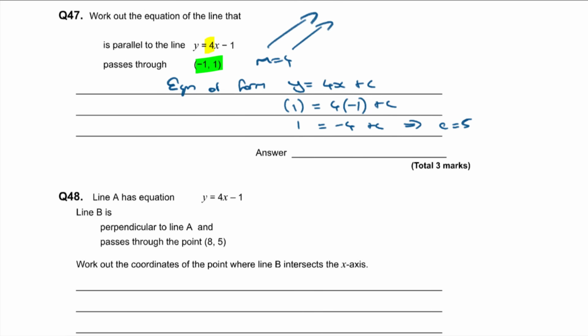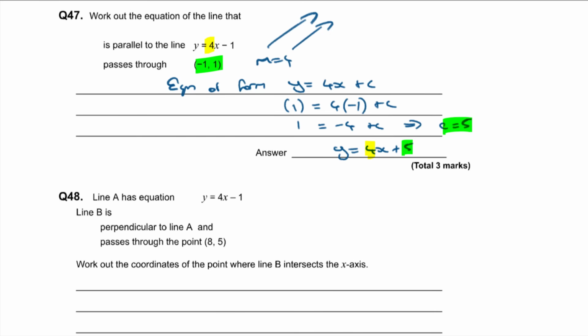And so the equation of this line is going to be y is equal to 4x, because we already had that part, plus 5, the y-intercept. So we knew that the gradient was 4, got it from up there, and we've now worked out that c is 5, we got it from there. Okay. Question 48, line A has the equation y equals 4x minus 1. Line B is perpendicular to line A and passes through the point 8, 5.